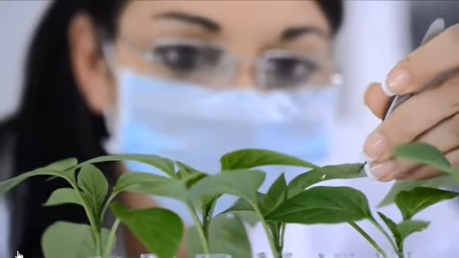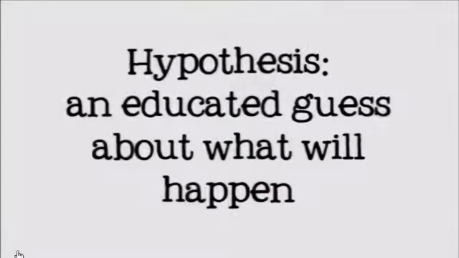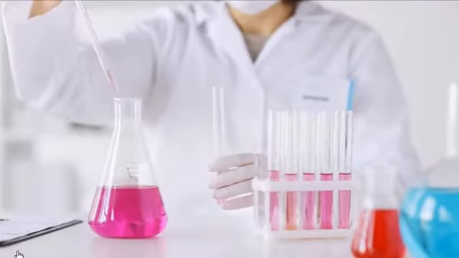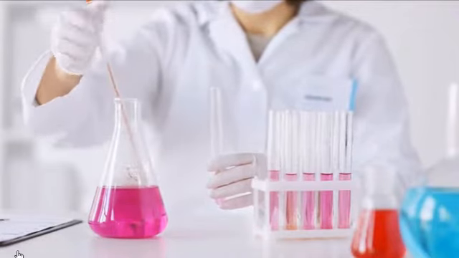Once you have observed and researched your problem, you are ready for step 3. Form a hypothesis. A hypothesis is an educated guess about how something works. In order to be useful, a hypothesis needs to be testable. This means that you can actually test it and see whether it is true or not.